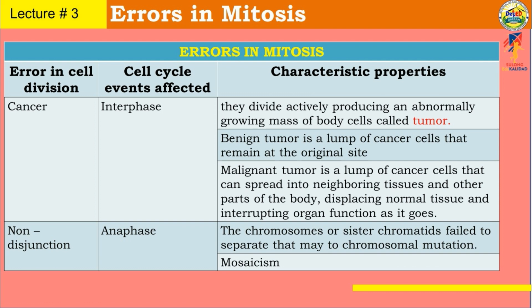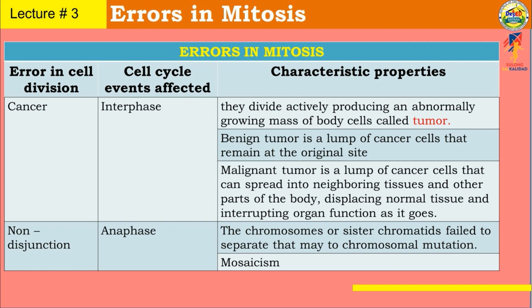The second error in cell division is non-disjunction. It is the failure of one or more pairs of homologous chromosomes or the sister chromatids to separate normally during nuclear division. It usually results in an abnormal distribution of chromosomes in the daughter nuclei. The affected stage of the cell cycle in non-disjunction is the anaphase. The characteristic property is that the chromosomes or sister chromatids fail to separate, which causes a chromosomal mutation.